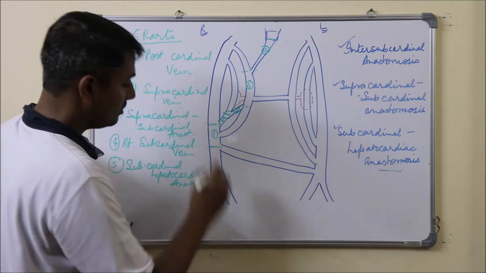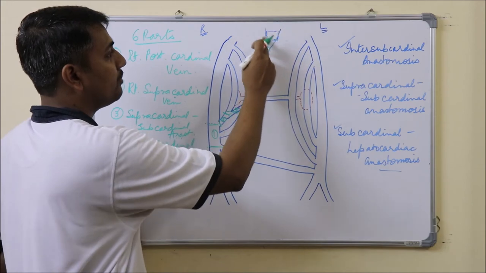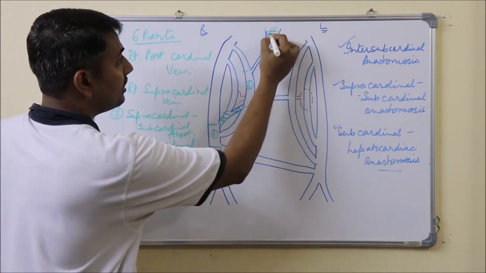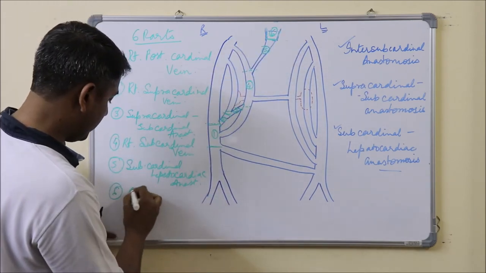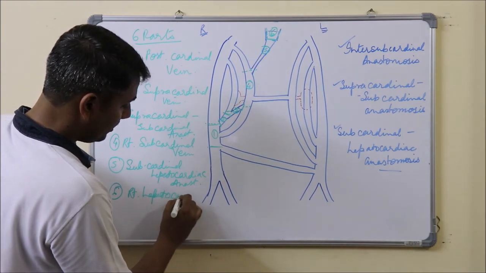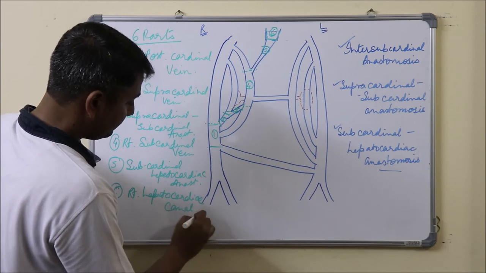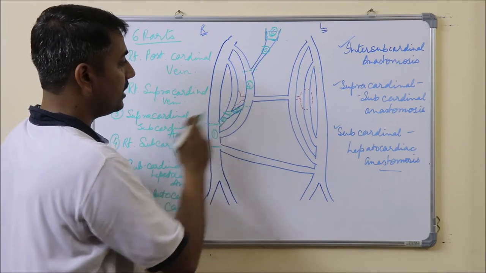The sixth part of the IVC is formed by the right hepatocardiac canal. So this right hepatocardiac channel will form the sixth part. So we have seen how the IVC is formed by six parts.